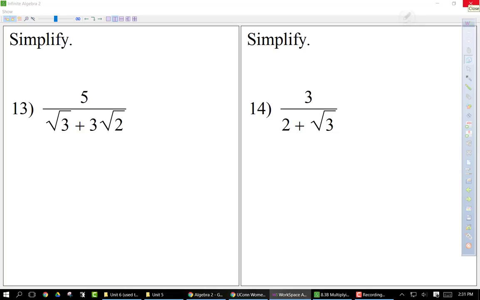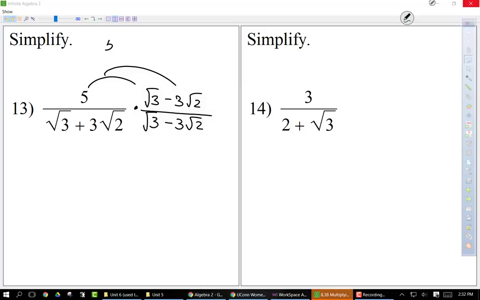Now let's get into some problems. These first two. Remember, I don't like denominators that have roots. We've talked about that previously. So I need to multiply top and bottom by its conjugate. So its conjugate is root 3 minus 3 root 2. Root 3 minus 3 root 2. Let's do the top first because that's easy. If I distribute, I get 5 root 3 minus 15 root 2. That's easy.